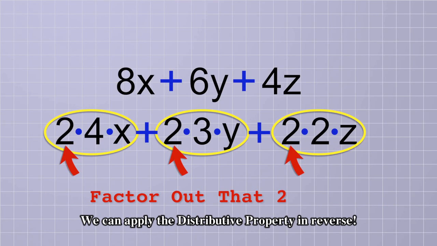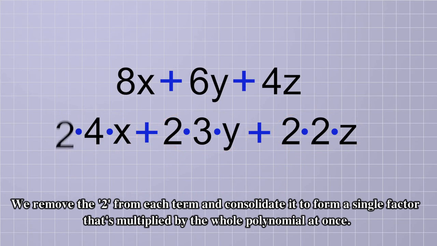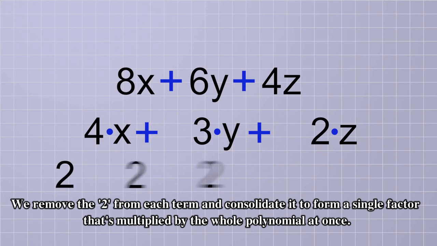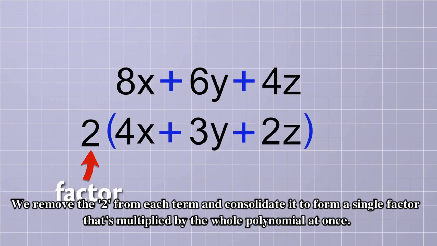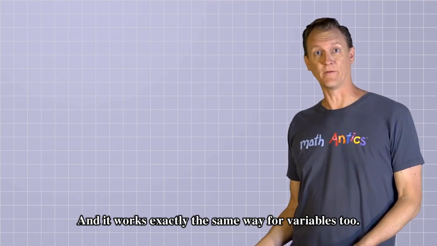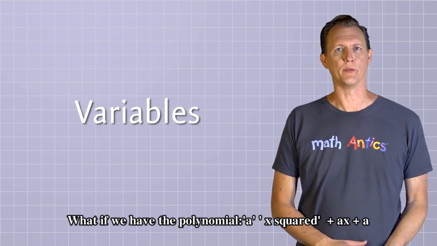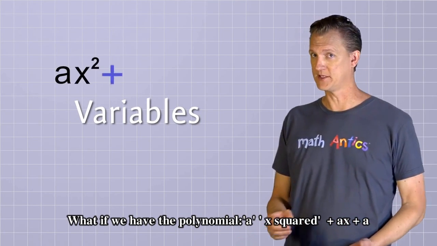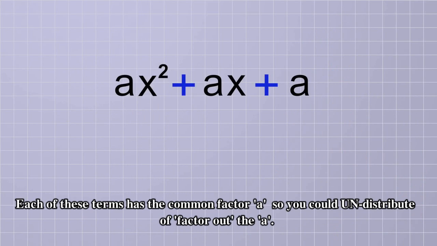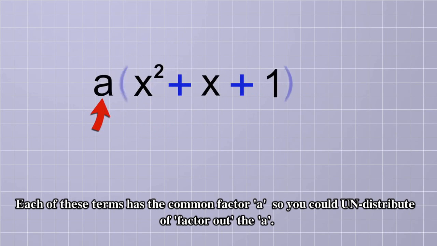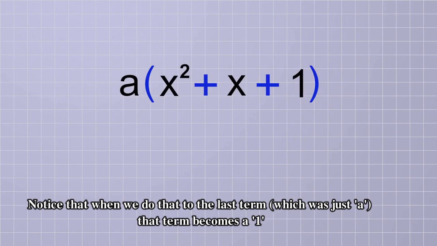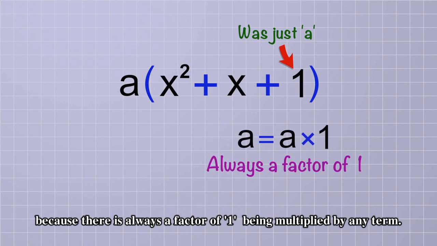We can apply the distributive property in reverse. We remove the 2 from each term and consolidate it to form a single factor that's multiplied by the whole polynomial at once. And it works exactly the same way for variables too. What if we have the polynomial ax squared plus ax plus a? Each of these terms has the common factor a. So you could undistribute or factor out the a. Notice that when we do that to the last term, which was just a, that term becomes a 1, because there's always a factor of 1 being multiplied by any term.